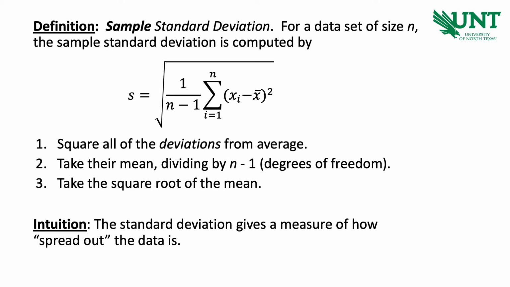Next, we will explain standard deviations. Let me remind you of the definition of sample standard deviation. For a data set of size n, the sample standard deviation is computed by the following 3 steps. Square all of the deviations from the average. Take their mean, dividing by n-1, which is called the degrees of freedom. Take the square root of that mean.